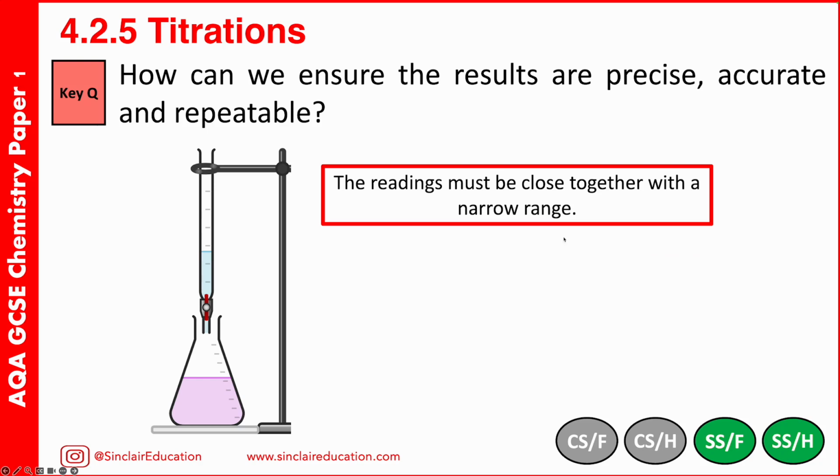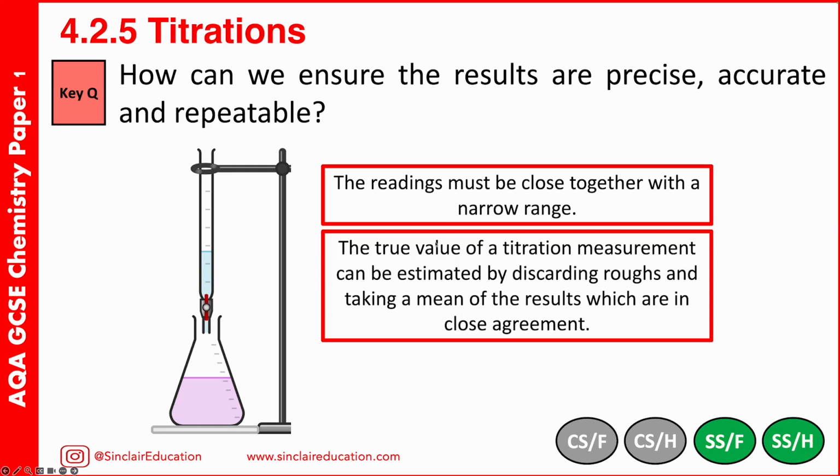So we need these readings that we do get in our results and our repeats to be really close together. They might refer to these as concordant results, but they will be within 0.1 of each other. So it does mean that any that aren't within the 0.1, you discard as outliers.